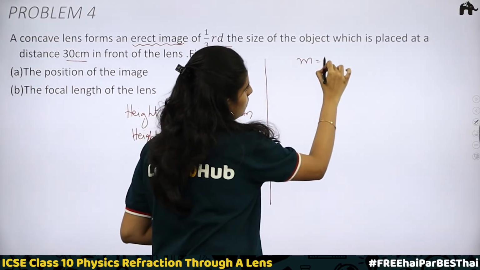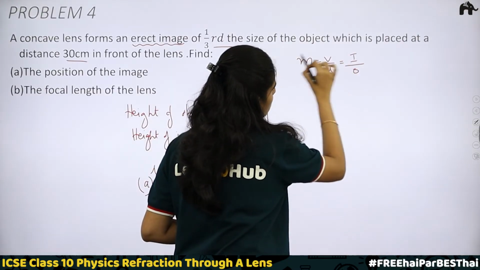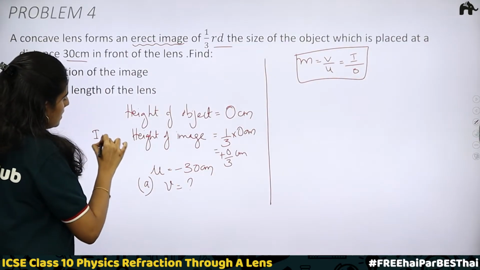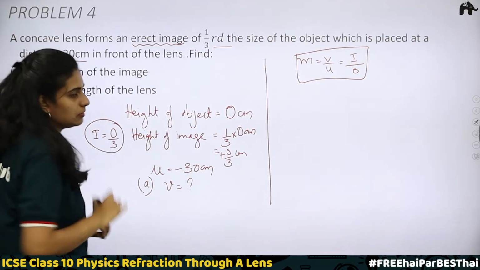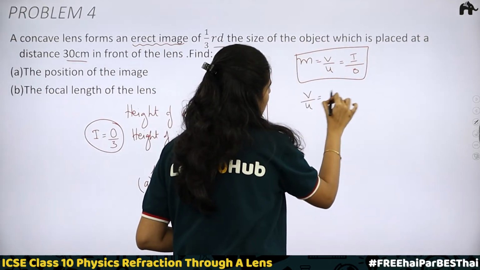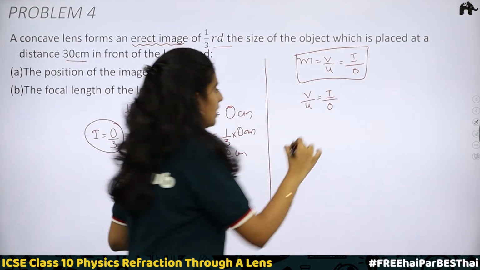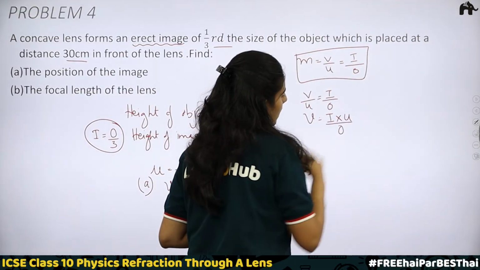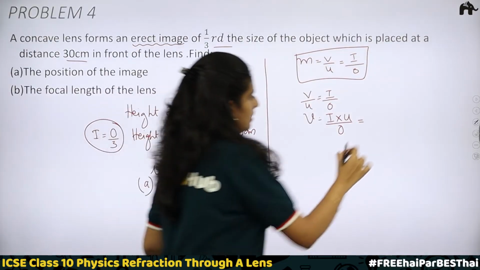How to find V? We have magnification. M is equal to V by U, which is height of image divided by height of object. Okay. Here the height of image is equal to height of object divided by 3. So we have V by U is equal to I by O. We have to find V. V is equal to I into U divided by O. I is O by 3.